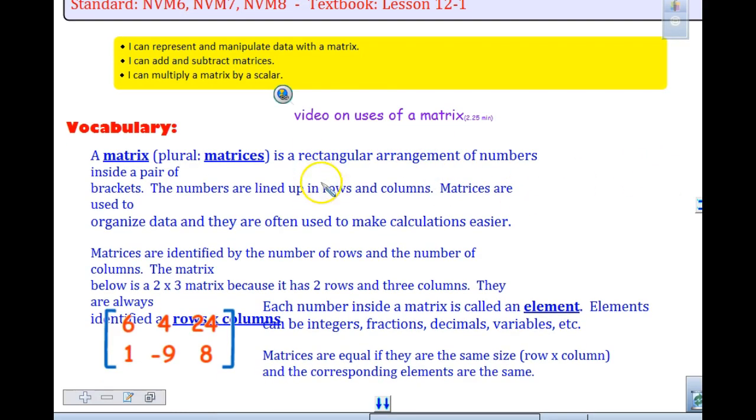All right, turn back to the front to your notes. This is a really short video that I found on where matrices are used, and I think it's pretty decent. So I want you to just read through that vocabulary part, and just read through what they're talking about there. And then I'm going to put this video on.